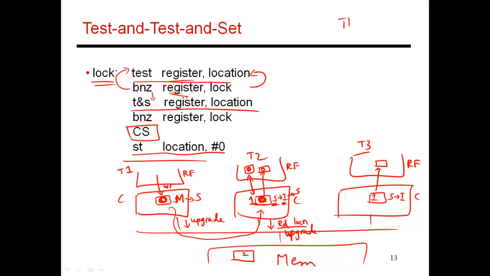And now this thread goes ahead with the write, and its test and set succeeds. So when it succeeds, it gets out of this loop, or it gets through this branch statement, and then executes the critical section. Okay, so now let's look at what T3 was doing in the meantime, right?